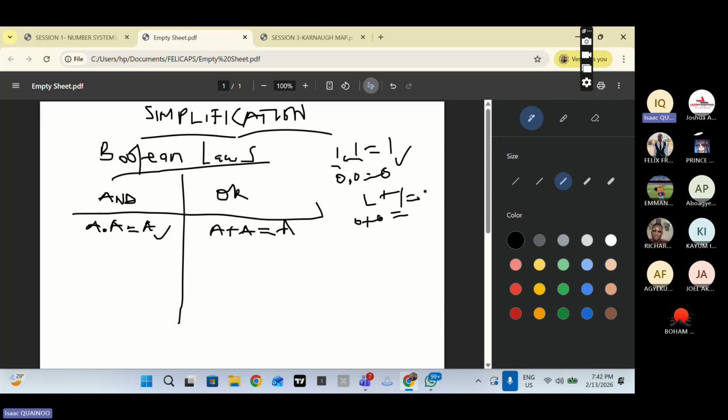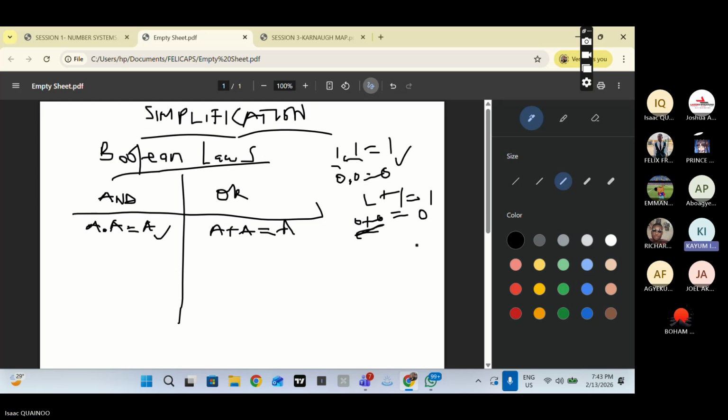Okay, so looking at this, if you have 1 or 1, we said the OR gate returns a true if at least one of its inputs is true, right? So 1 or 1 would return a 1. And then 0 or 0 will return a 0, because the OR gate only returns true when one of its inputs is true. In this case, none of our inputs is true.